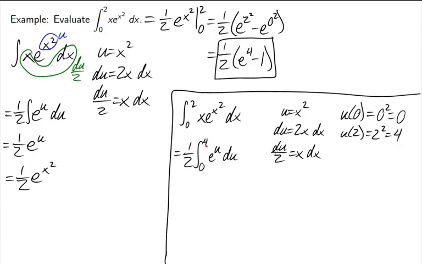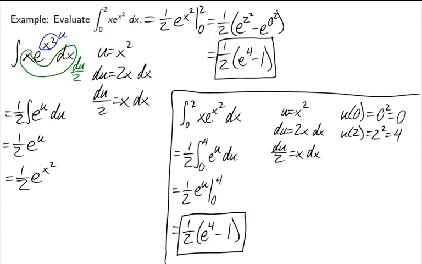If I do this, I create a brand new integral, and I will not have to back substitute. I get 1/2 integral of e to the u, which is e to the u. We'll evaluate that from 0 to 4, which I can immediately finish. Plug in 4, and when I plug in 0, I get 1 from e to the 0. You'll notice I get exactly the same answer.